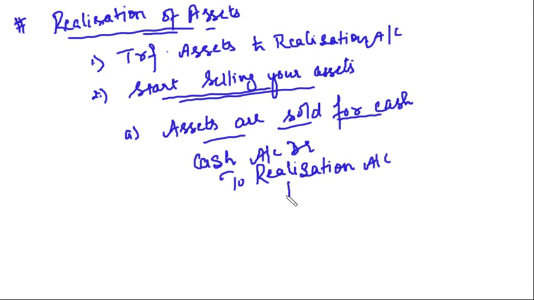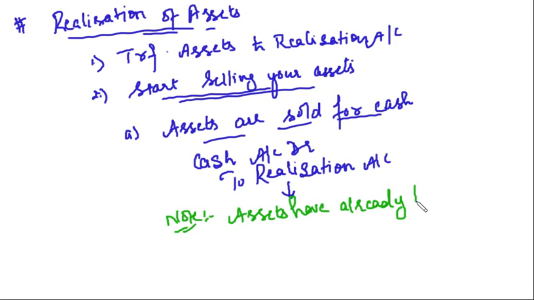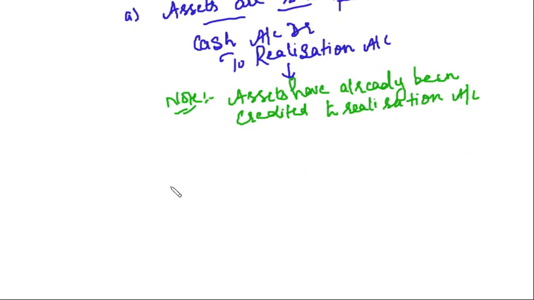Right? Here you can make a note that assets have already been credited, right, to realization account. So we cannot credit the asset twice because we have already credited the assets while transferring to realization account. So now we will credit the realization account and not the asset account. Clear? This first case is clear.